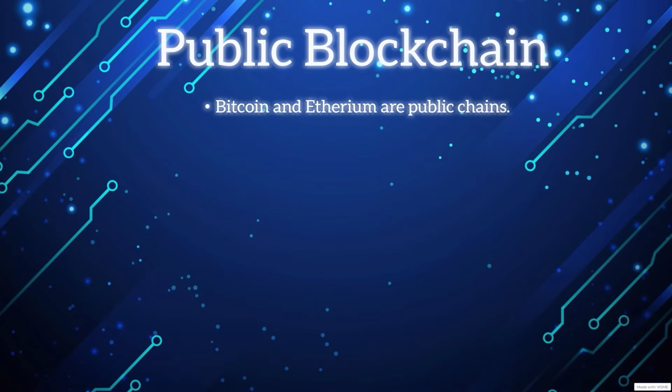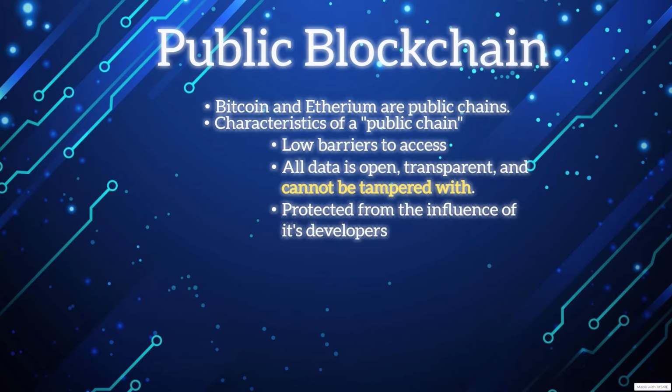Bitcoin and Ethereum are public chains, the ones you probably hear the most about. They are public chains because they have low barriers to access them. Anyone can access them at any time from anywhere, and the data is fully transparent to every single user. It cannot be tampered with, not even by the developers.